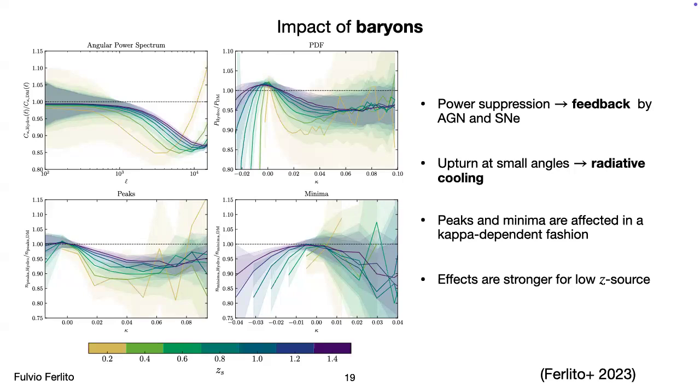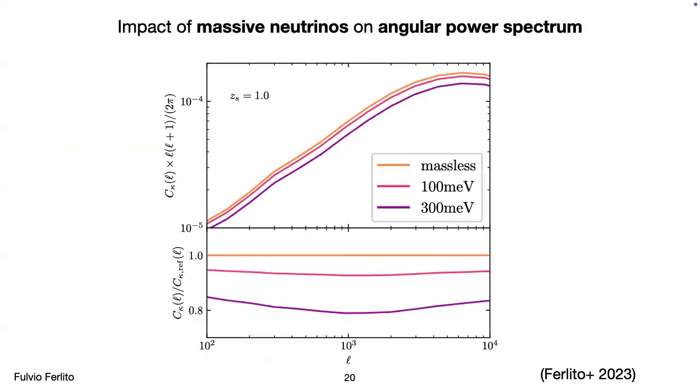So this is definitely a non-trivial impact that has to be accounted for when predicting weak lensing. And moving on to another physical systematic, the total mass of neutrinos. We considered 3 cases: one with massless neutrinos, and then 2 other cases with massive neutrinos, increasing the total mass of neutrinos, and we see that as the neutrino mass increases, we are suppressing the power.